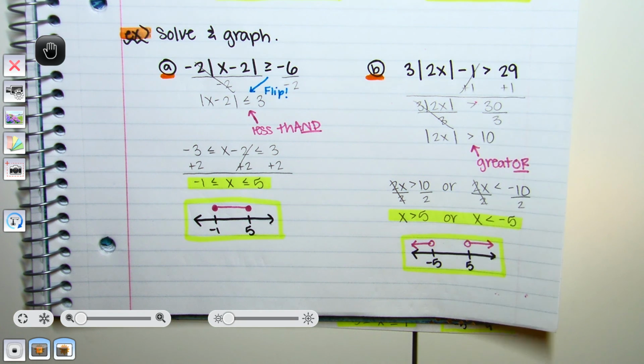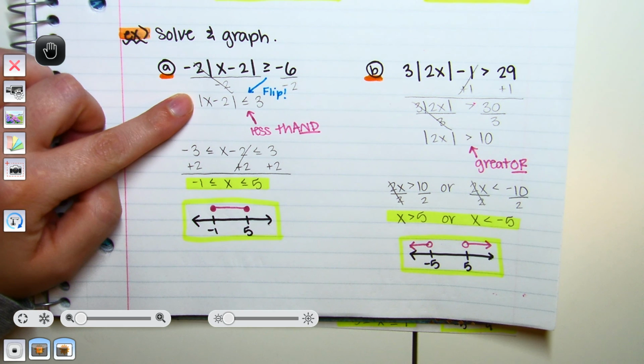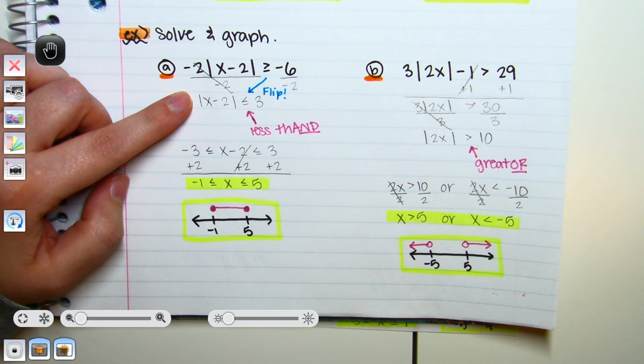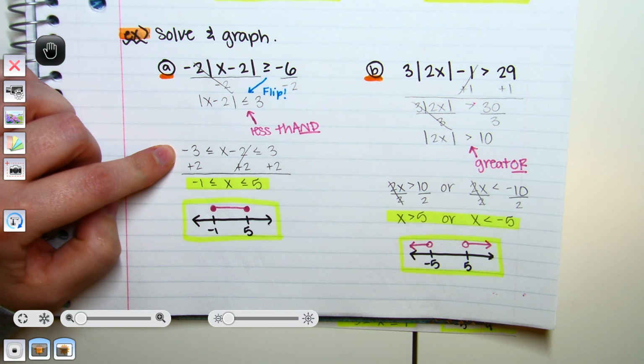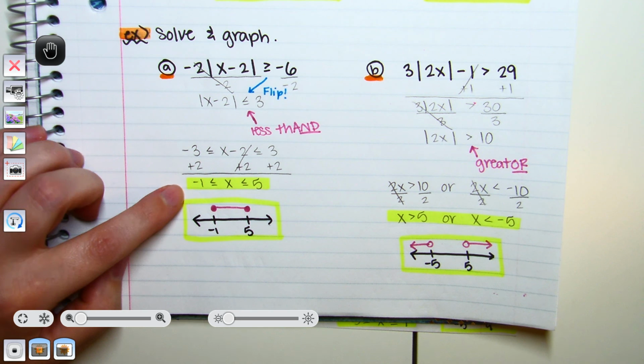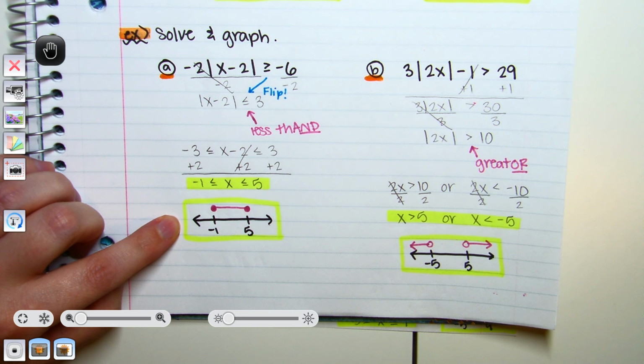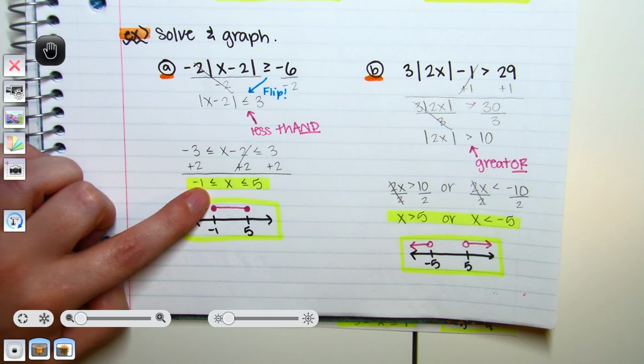Then my absolute value is isolated. So I know that this is a less than, which means it's going to be all one statement. Add 2 to the left, middle, and right. Our final answer, and then our graph, which are both closed circles because these both have the or equal to.